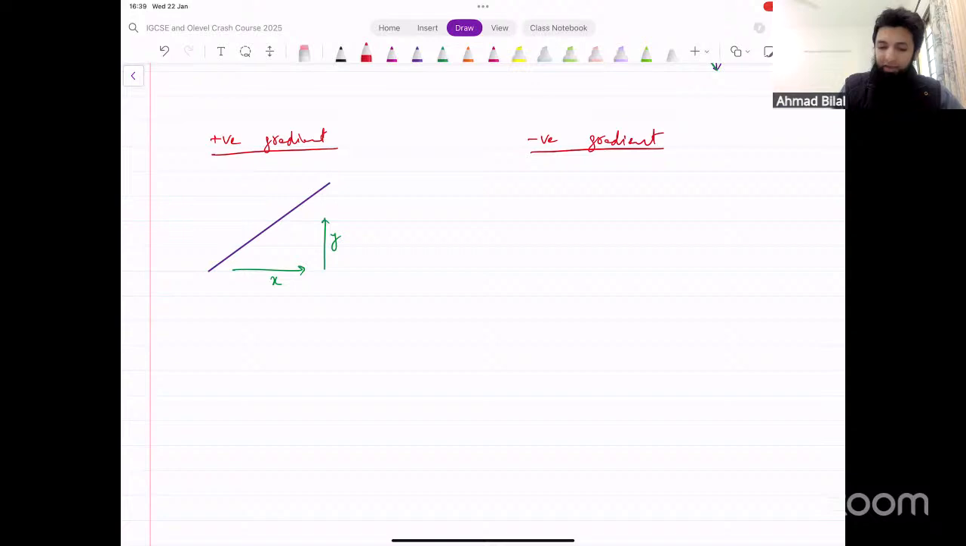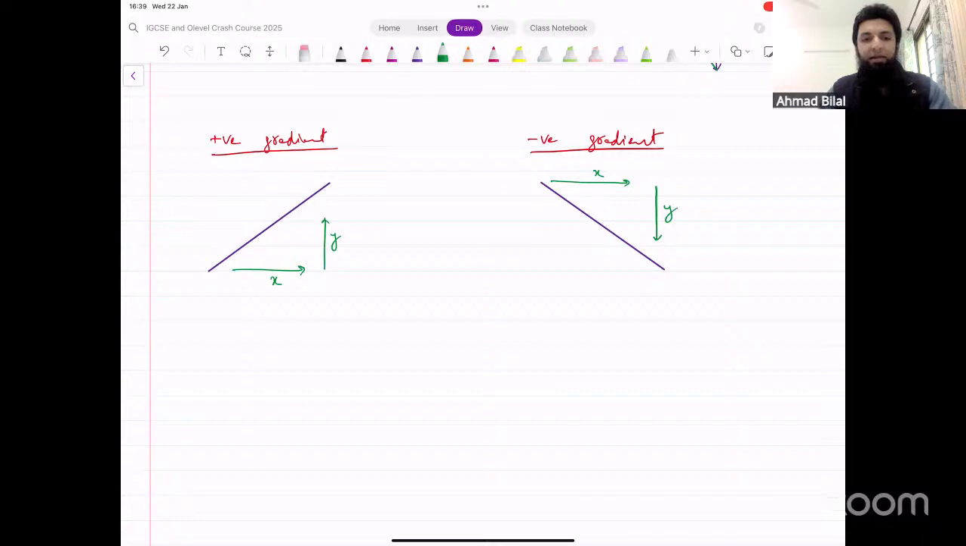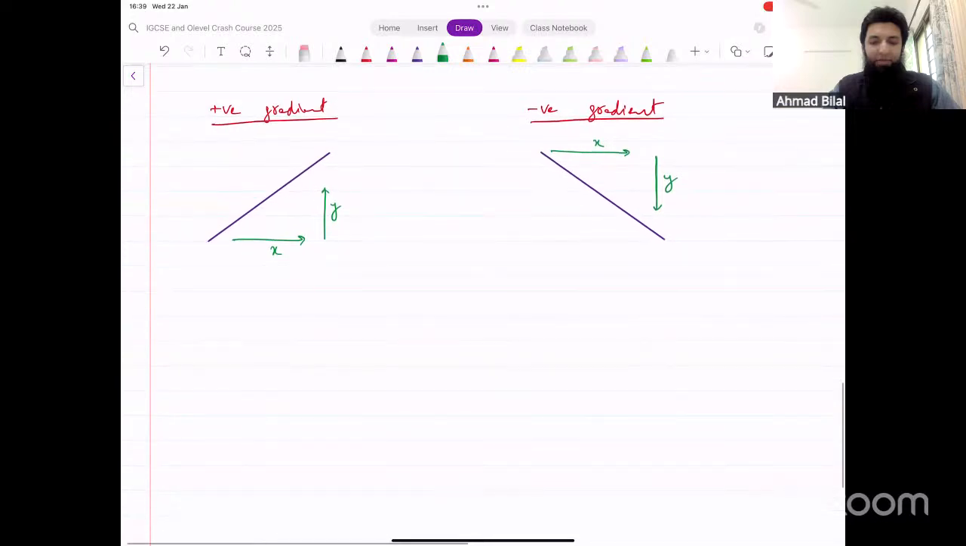Negative gradient lines look like this: as you go from left to right, the graph is going downwards. What that means is if you increase x, y actually goes down, y decreases. That is why the gradient is negative. So the rate of change of y with respect to x is negative in this case. These are 2 types of lines that you would see, positive gradient and negative gradient.